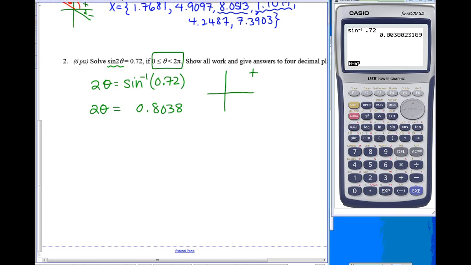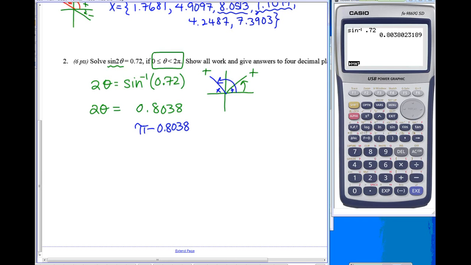When is sine positive? Sine is positive in the first quadrant and the second quadrant. So this is the answer my calculator just gave me, an angle of 0.8. I also need this second answer that would be over here in the second quadrant. In order to figure out what that angle is going to be, pi minus whatever my first answer was, because this little reference angle in here is the same as that little reference angle in there, the 0.8 number. So I've got 2 answers.